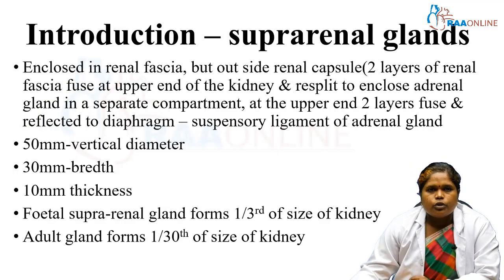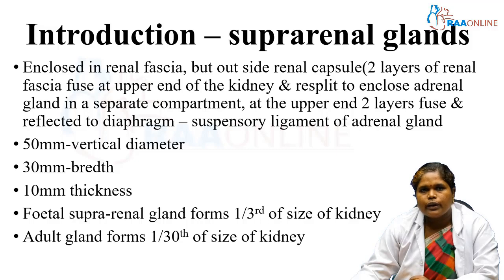So coming to the capsule of this gland, we all know the kidneys are covered by renal fascia, the Gerota's fascia. So here this renal fascia will also enclose the suprarenal gland. But there is a difference in the enclosure. The renal fascia, after enclosing the kidney, will fuse at the upper end of the kidney, and again it resplits to enclose the adrenal gland in a separate compartment.